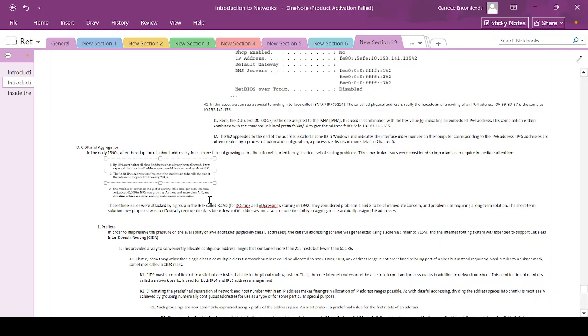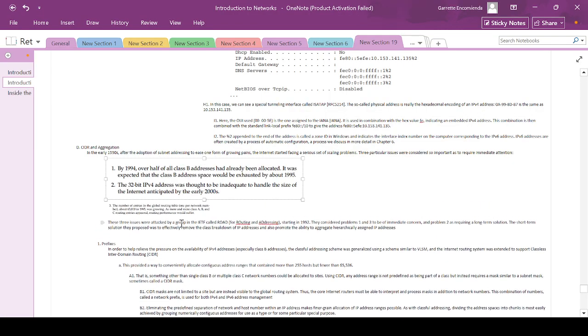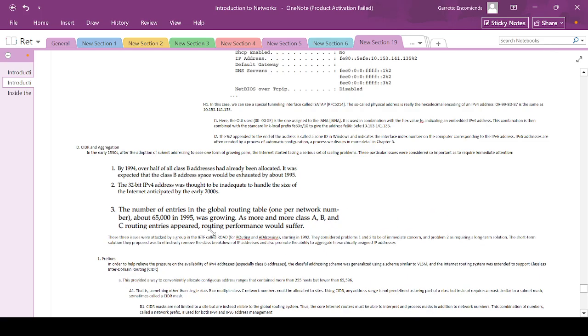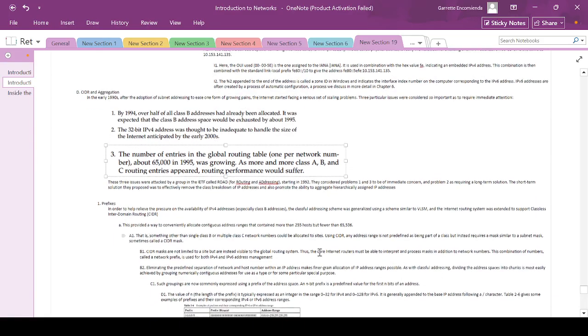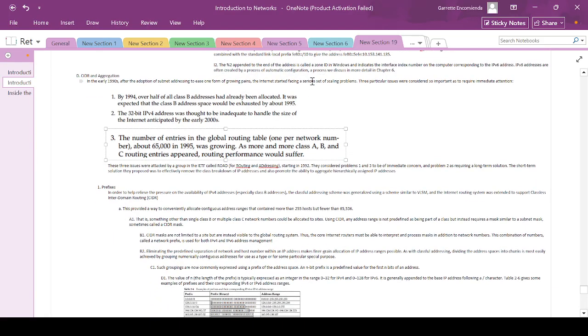CIDR and aggregation. In the early 1990s, after adoption of subnet addressing to ease one form of growing pains, the internet started facing a serious set of scaling problems. Three particular issues were considered so important as to require immediate attention.